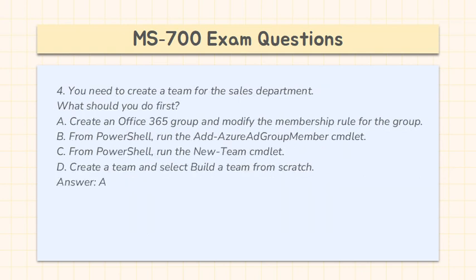4. You need to create a team for the sales department. What should you do first? A. Create an Office 365 group and modify the membership rule for the group. B. From PowerShell, run the Add-AzureADGroupMember cmdlet. C. From PowerShell, run the New-Team cmdlet. D. Create a team and select Build a team from scratch. Answer. A.